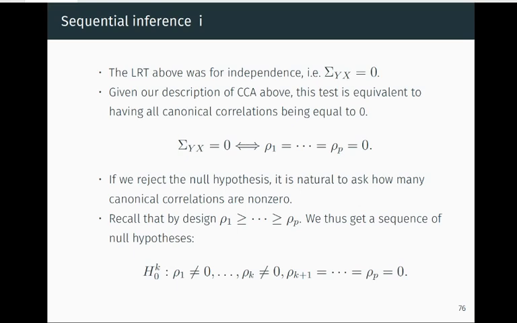And so you can see how you could start with a test of independence, and then if you reject it, you can move on to H01, which would be the null hypothesis that rho 1 is non-zero, but the other canonical correlations are equal to 0. Then if you don't reject, you would stop there, and if you do reject, you would move on to H02, and so on, until you fail to reject a null hypothesis.